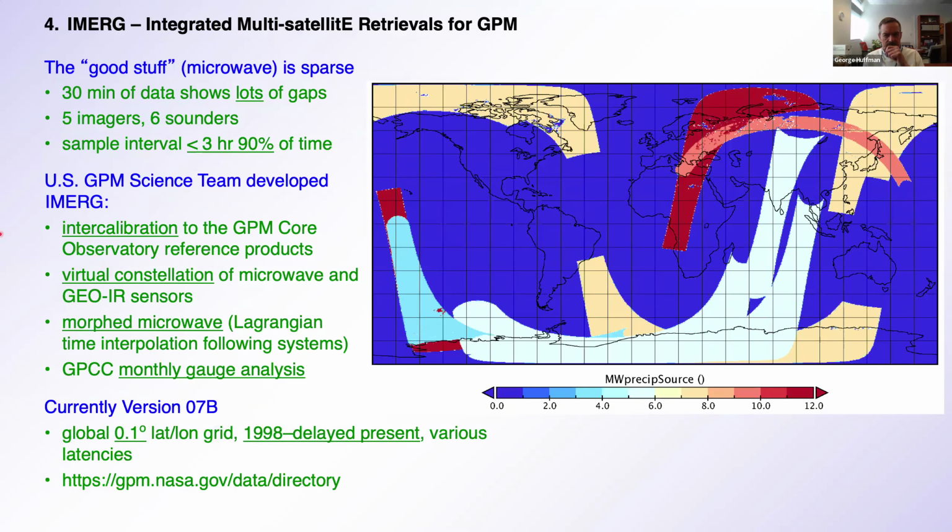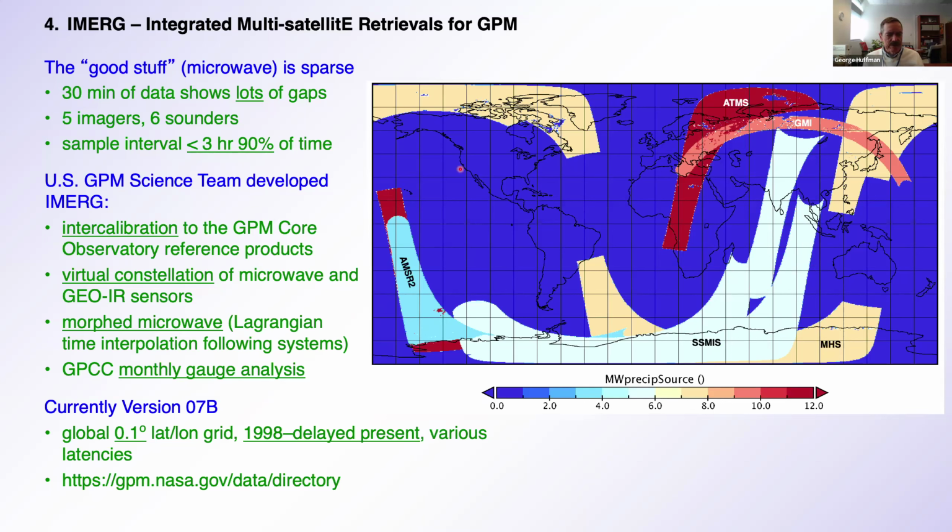Okay, so in contrast, IMERG, which stands for the Integrated Multi-satellitE Retrievals for GPM, uses mostly the good stuff, microwave, but it's sparse. And so this shows you for a given half hour what it looks like. And here are the various satellites, or sensor types, that contribute. There's multiple satellites. You can see there's at least 3 SSMISs here, there's 2 MHSs, and so on.